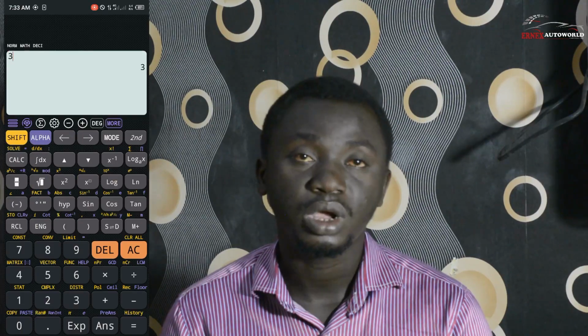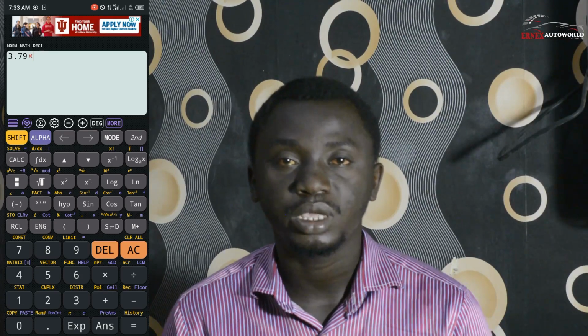We are going to round the 3.785 to two decimal places, which is 3.79. The next thing we are going to do is multiply 3.79 by the amount of money you use in purchasing the fuel. Each fuel station has its price per liter.